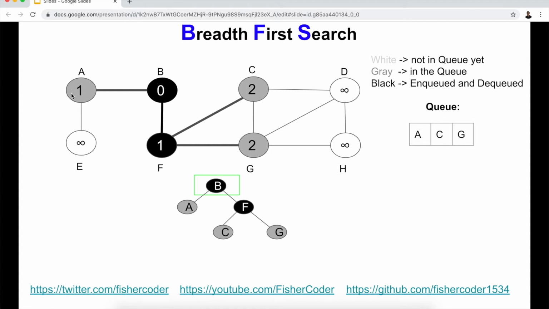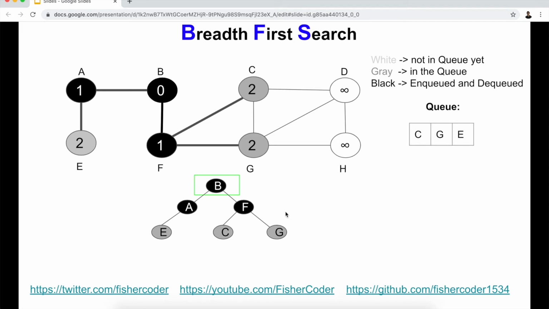And A has another adjacent child, which is E. We'll mark the node A as black and then we'll mark its child E as gray. Great. E is here. So at this point, A and F, or F and A, these two nodes that are adjacent to B, now both have been visited. That means we have finished traversing this level, the second level.